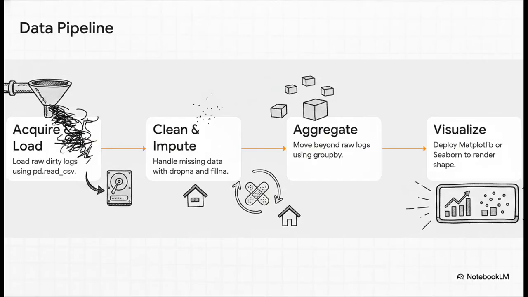If you want to package all of this up into a repeatable engineering pipeline, it basically looks exactly like this 4-step process. Step 1, acquire and load your dirty logs using read_csv. Step 2, clean and impute. So handling those annoying missing sensor drops with commands like dropna or fillna. Step 3, group and aggregate. This takes you beyond just raw logs to actual insights by grouping data, maybe by room ID. And finally, step 4, visualize. This is where you deploy Matplotlib or Seaborn with a quick plt.show to finally render the shape of your reality.